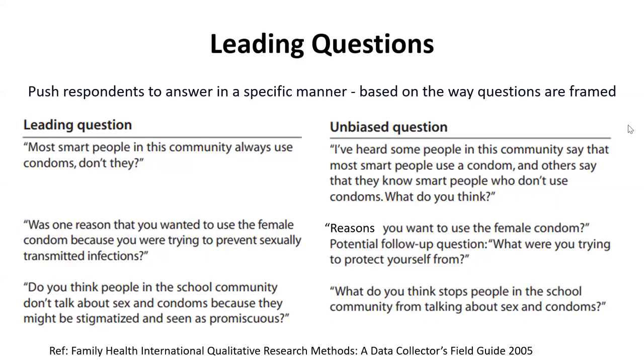But instead of that, you could reframe it: I have heard some people in this community say that most smart people use a condom. Others say they don't use condoms. What do you think? So you have balanced it off and left it up to the respondent to go either way. Another example is, was one reason that you wanted to use the female condom to prevent sexually transmitted infections? Here again, you are giving the answer to the respondent. Instead, you would say, what were the reasons you wanted to use the female condom? And then, if they say, I wanted to protect myself, you could say, what is it that you are trying to protect yourself from?